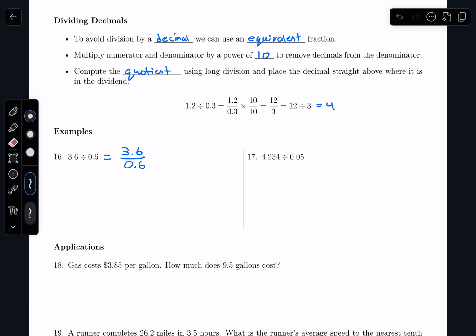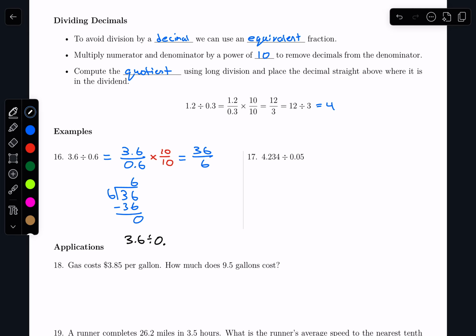Instead, what I'm going to do is find an equivalent fraction by multiplying top and bottom here by 10. That is going to turn this problem into 36 over 6. And I know how to do that division, right? 36 divided by 6. Well, 6 does not go into 3, but 6 does go into 36 6 times. I subtract 6 times 6 down below. I get a remainder of 0. And so I can go ahead and stop and say that 36 over 6 is just 6. So that means that 3.6 divided by 0.6 is just equal to 6.